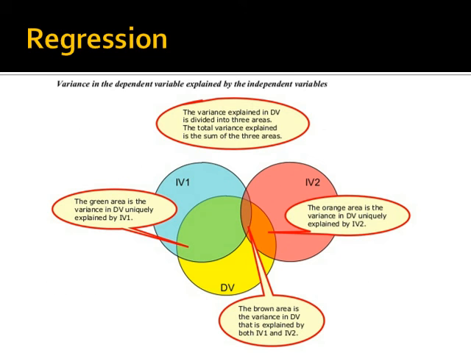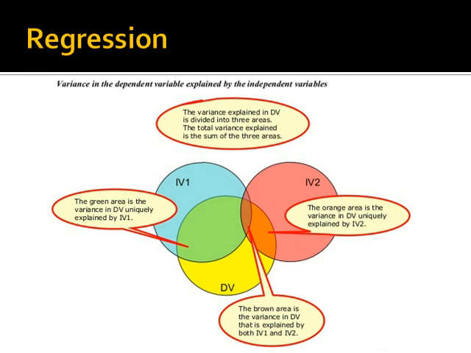Here's a further graphic for that. I'm just going to continue repeating graphics to help reinforce this idea. So here we have variance in the dependent variable explained by independent variables. DV is that yellow circle. We have 2 independent variables, the blue and the red. It shows the green area, blue and yellow equals green.